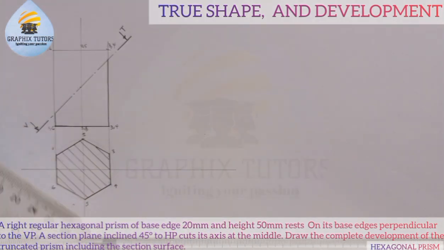So this is what we're having. When you cut it, this is how the surface will look from the plan. But this is not the true shape. So how would the true shape look?